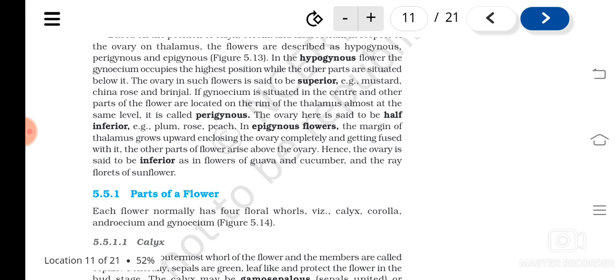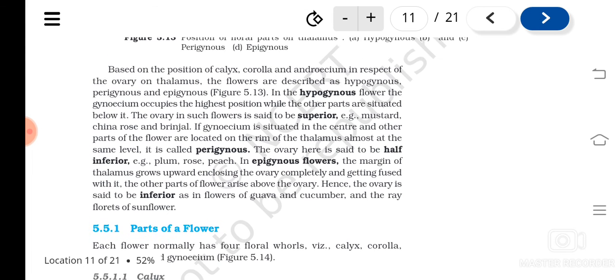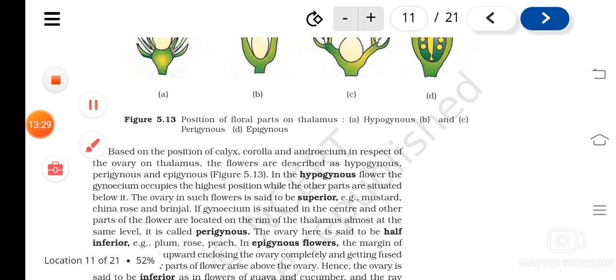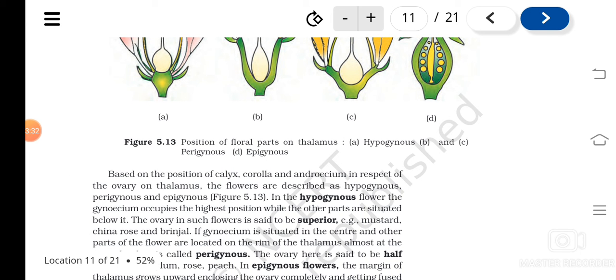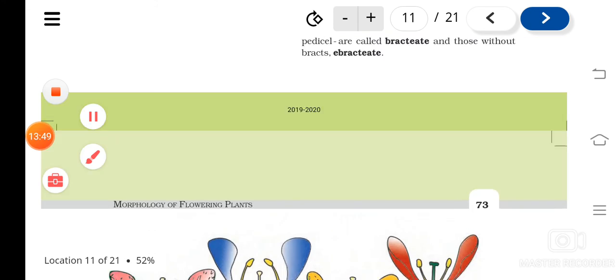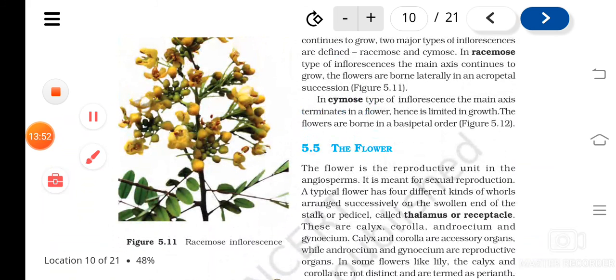Understood? In a hypogynous flower, the ovary will be superior, and in a perigynous flower, the ovary and the other whorls will be almost at the same level. So these are the various kinds of flowers, depending upon the position of the androecium, corolla, calyx, etc., with respect to the ovary: hypogynous flowers, perigynous flowers, and epigynous flowers. Is it clear? So about the flower, you understood what all we learned today.